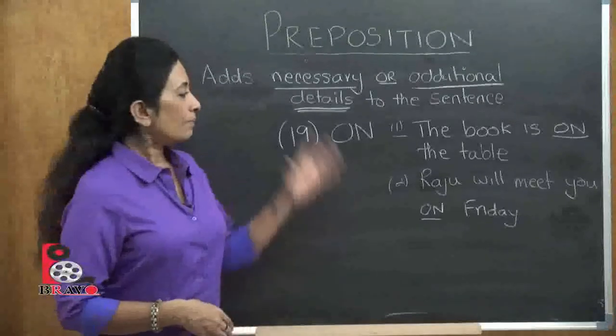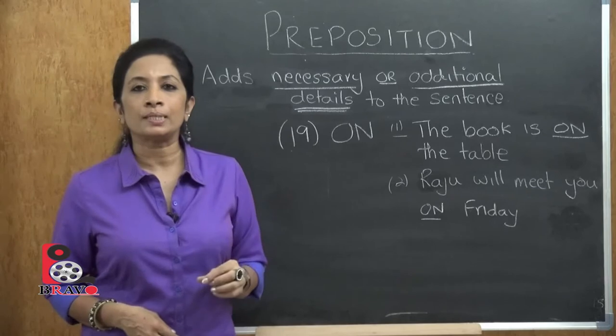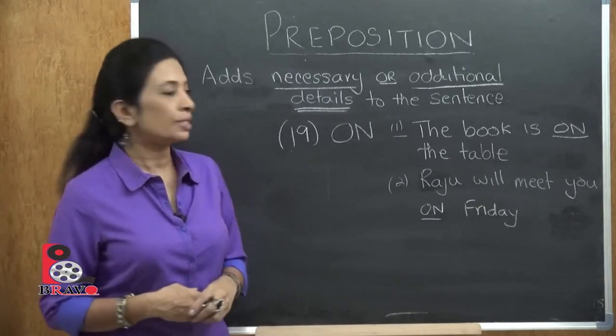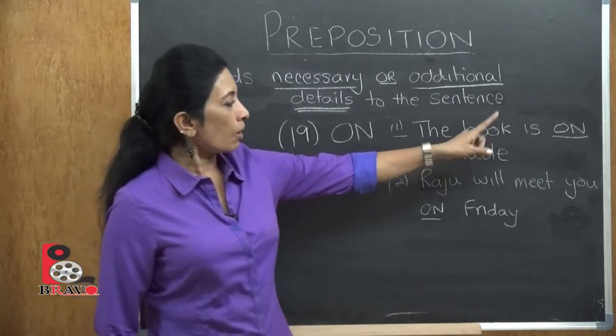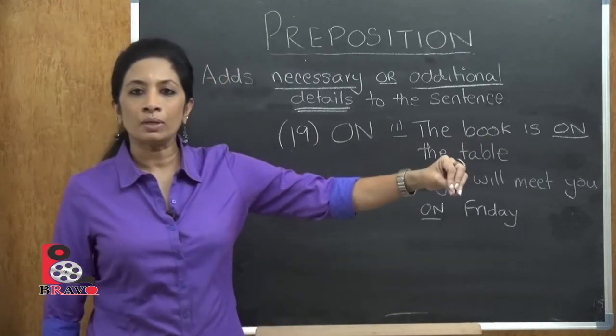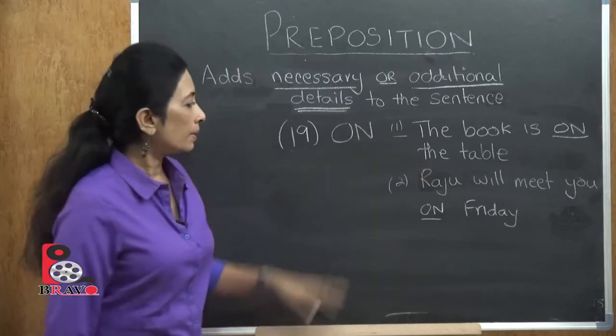19th word is on. Before we saw in. These are very small two-letter words which have a lot of depth to the meaning. So here we are going to look at on. Examples are: the book is on the table. So when you leave a book, you say the book is on the table. It's there, sitting on top.